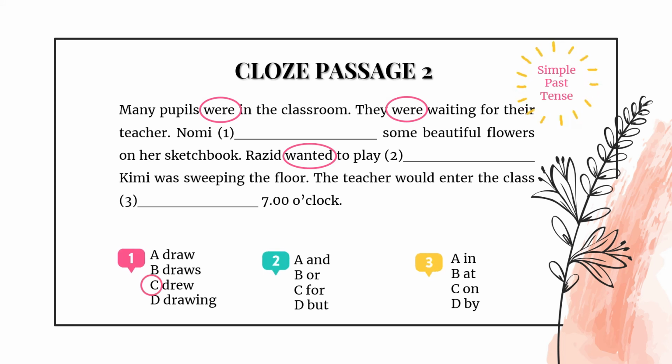So for question number 1, the answer is drew. Drew is in past tense. Alright, for question number 2, look at here. Razid wanted to play. Kimi was sweeping the floor. Both of them are doing 2 different actions. When they are doing 2 different actions, you need to use but. So, but is the answer. And the last one, the teacher would enter the class. For time 7 o'clock, we use at. So the answer is at.